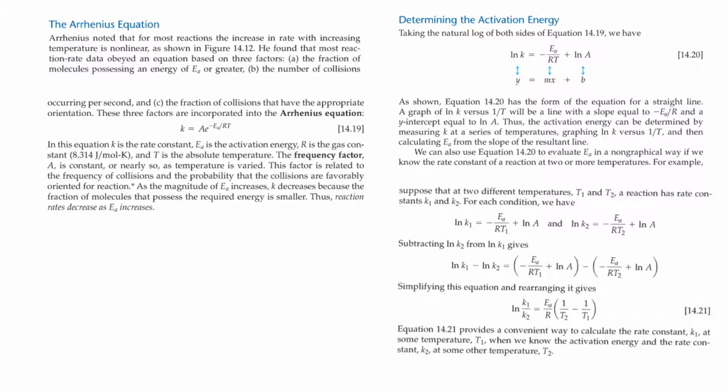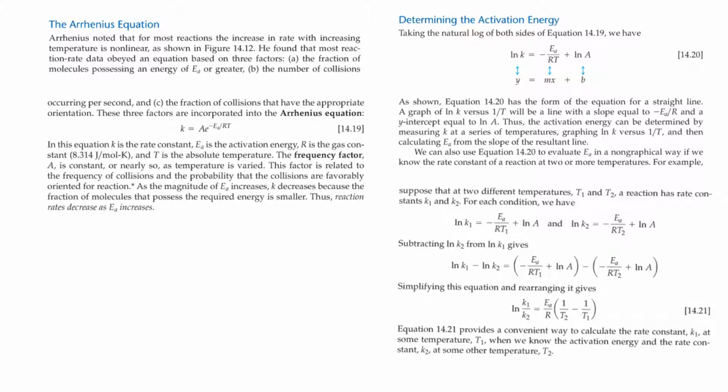The Arrhenius equation. Arrhenius noted that for most reactions, the increase in rate with increasing temperature is nonlinear, as shown in Figure 14.12. He found that most reaction rate data obeyed an equation based on three factors. A, the fraction of molecules possessing the activation energy or greater. B, the number of collisions occurring per second. And C, the fraction of collisions that have the appropriate orientation.